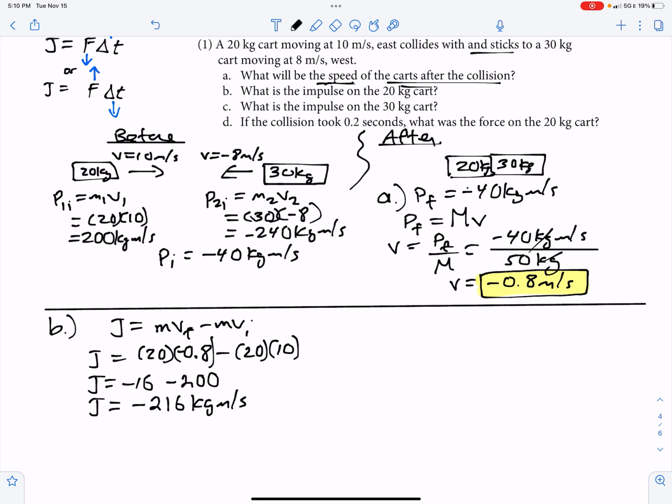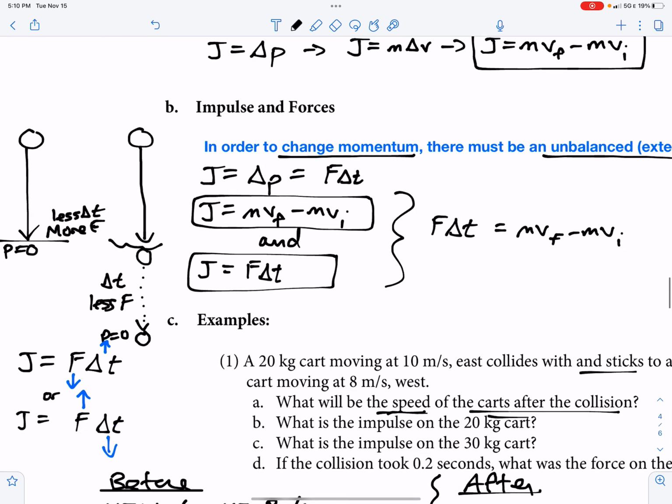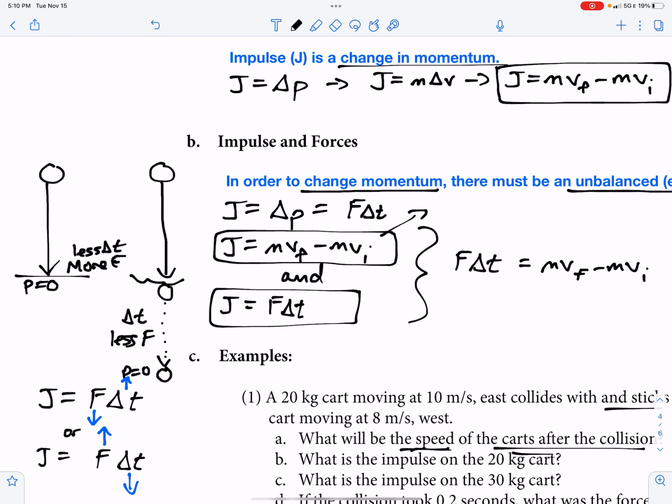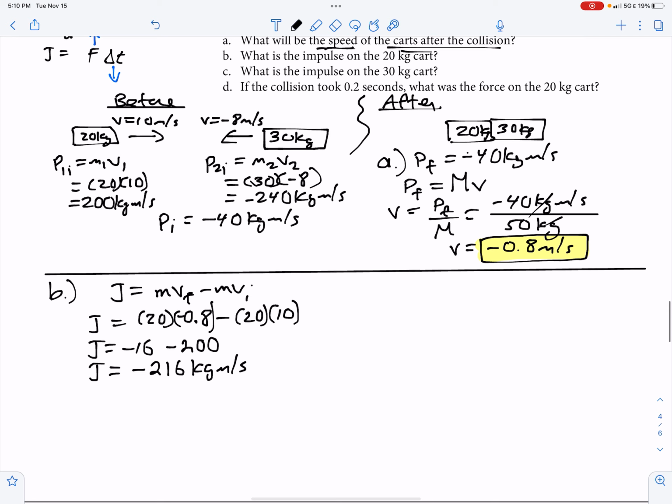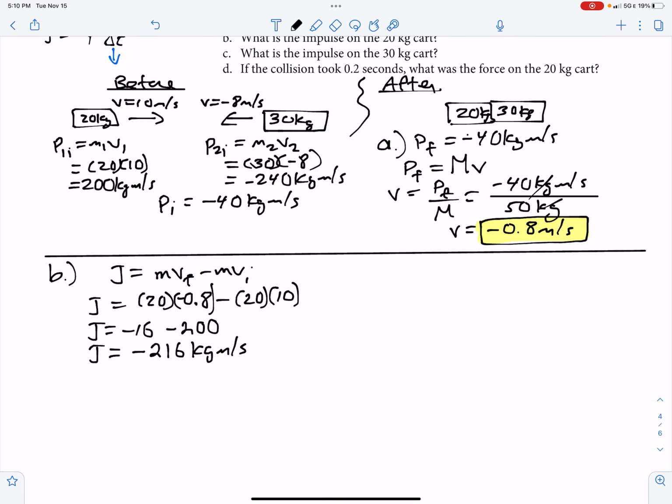Oh, one more thing. The unit for impulse is the same as momentum, kilograms meters per second. But it's also equal to a Newton second. Newton second is the other unit for impulse. Okay, so we have part B. We've got our impulse on the 20 kilogram cart. Now part C is very, very similar.